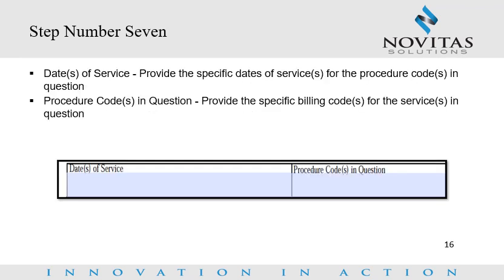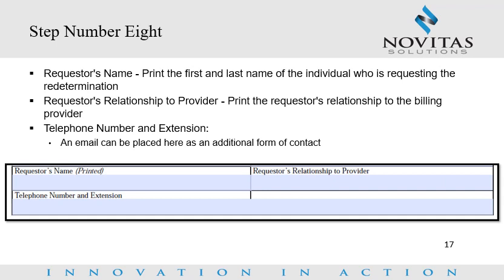Step number 7. In step number 7, please provide the date of service, or DOS, as well as the procedure code in question for the services billed. We will type in DOS and code to show as examples. Step number 8. Step number 8 is where the requester adds their contact details. The fields include the requester's name, relationship to provider, and telephone number. Please add direct line or extension.